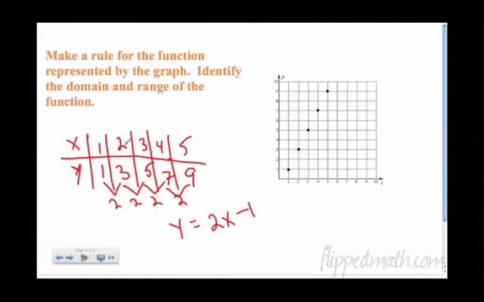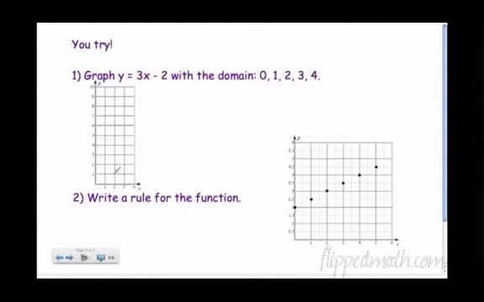2 times 2 is 4. Subtract 1, I get 3. 2 times 3 is 6. Subtract 1 and 5. 2 times 4 is 8. Subtract 1, I get 7. 2 times 5 is 10. Subtract 1, I get 9. So my rule is 2x minus 1. Here's my domain. Here's my range. All right, so you try it. Pause the video, try these, and then we'll see if you got them right.